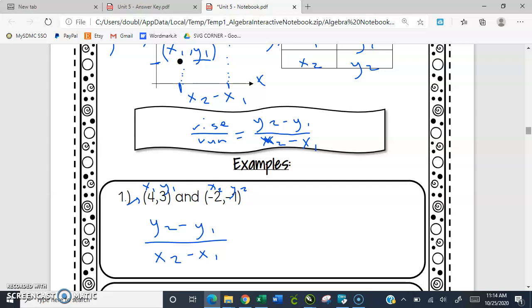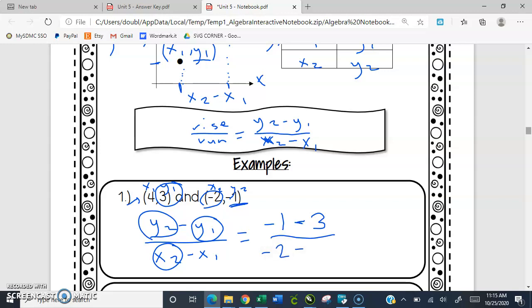So let's plug it in. The first thing it says is y2. So here's my y2 right there. So I have -1 minus, what's my y1? Right there, -3, over, what's my x2? So here's my x2, -2, minus my x1, which is 4.